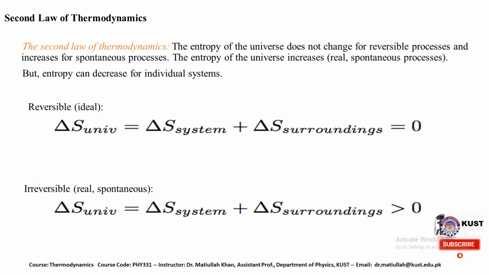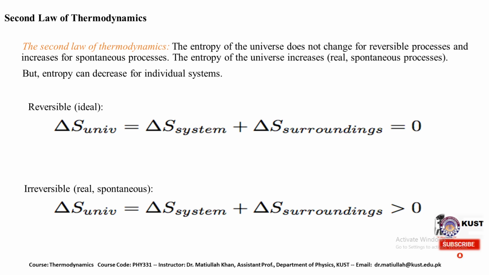So the second law of thermodynamics states that the entropy of the universe does not change for reversible processes, and it increases for spontaneous or irreversible processes. The entropy of the universe increases for real and spontaneous processes, but entropy can decrease for individual processes. For a reversible or ideal process, del S of the universe is equal to del S of the system plus del S of the surroundings, and that should be equal to 0.